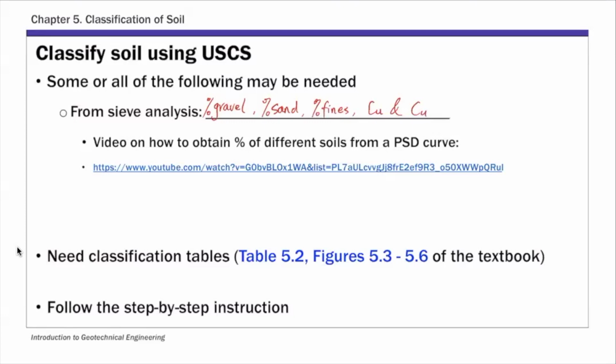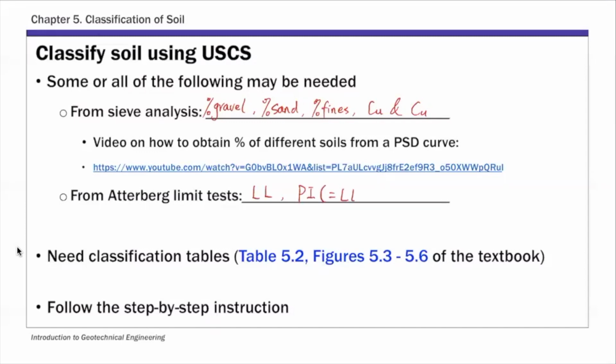For how to obtain the percentage of different soils from a PSD, there is a video on our YouTube channel. It is a PSD curve basics video, and it covers how you obtain this information if you're given a PSD. And then from Atterberg limits, something we discussed last week, you need the liquid limit and plasticity index, which is defined as LL minus PL. So you need these pieces of information.